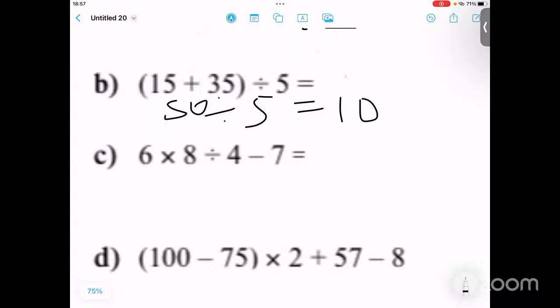Okay, let's try to do this last one. We don't want the answer. I just want you to tell me what you're going to do first when you're answering the question. Ma'am, we're going to first do the sum that's in the bracket, so 100 minus 75, and we get the answer. Then we multiply the answer by 2. Then we add 57, and then we minus 8, and then we get our total answer. Perfect. And I love the confidence.